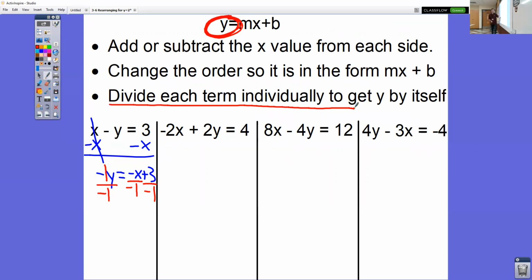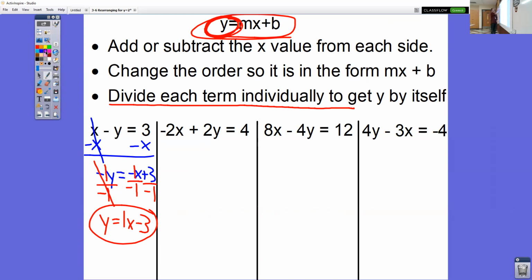So divide by negative 1, negative 1, negative 1. These negative 1s cancel out. Bring down your y equals. This is really a negative 1 in front of this x. So negative 1 divided by negative 1 is a positive 1x. 3 divided by negative 1 is negative 3. So we're going to write minus 3. This is your answer. It has the y equals all by itself, and it's in the correct y equals mx plus b form.